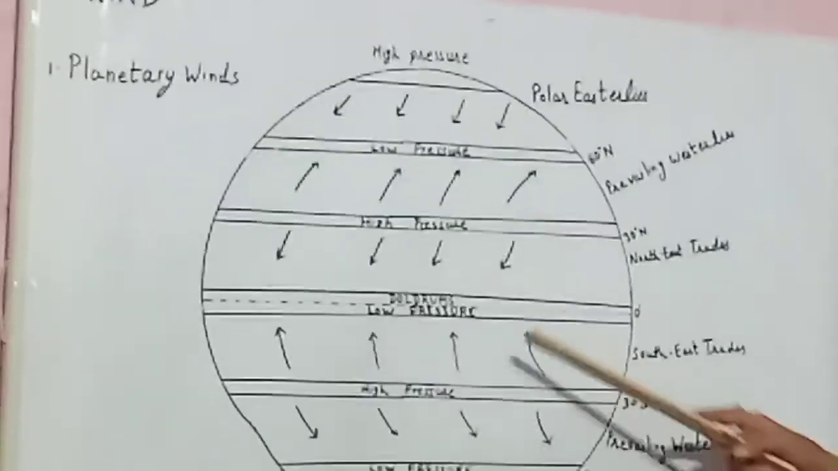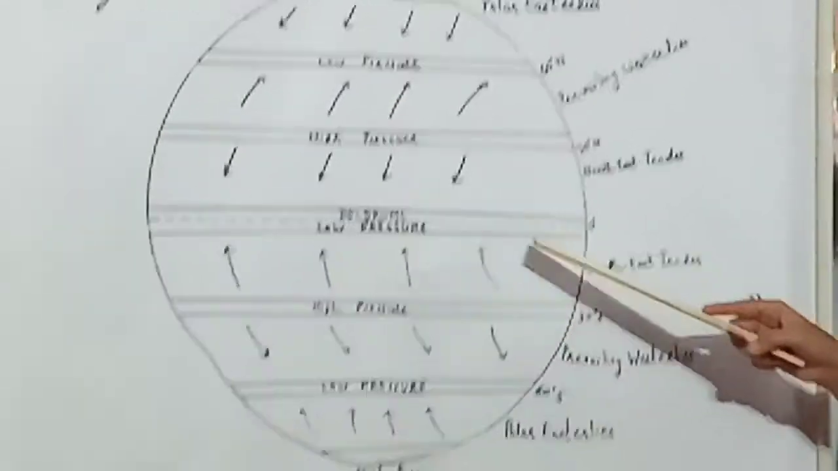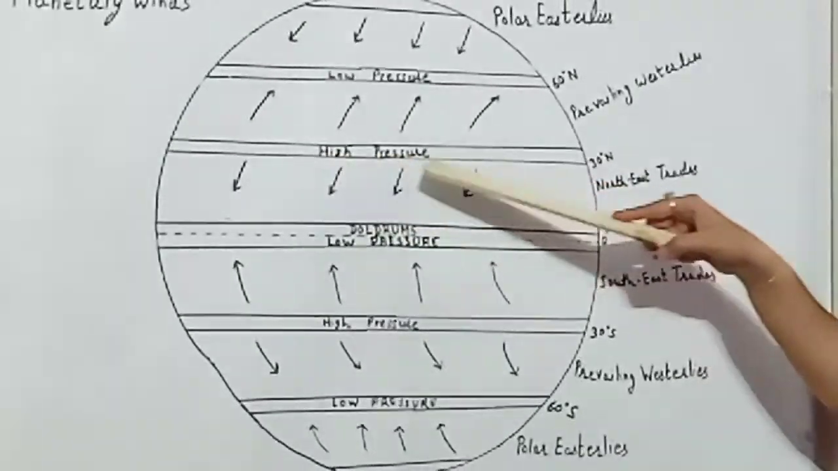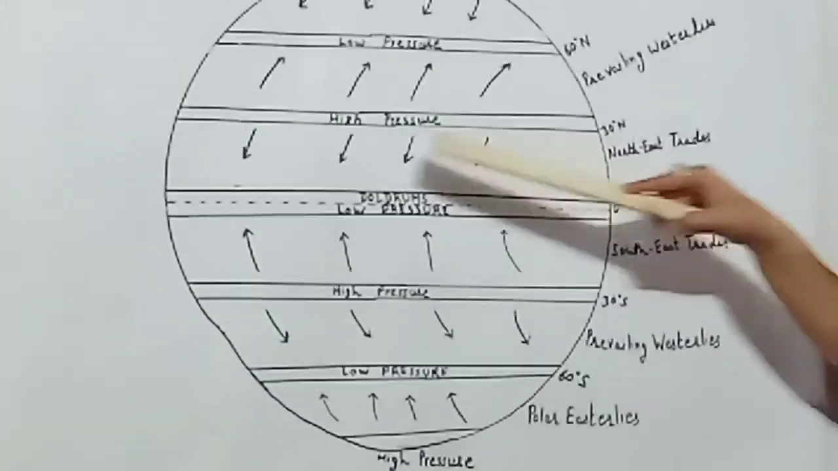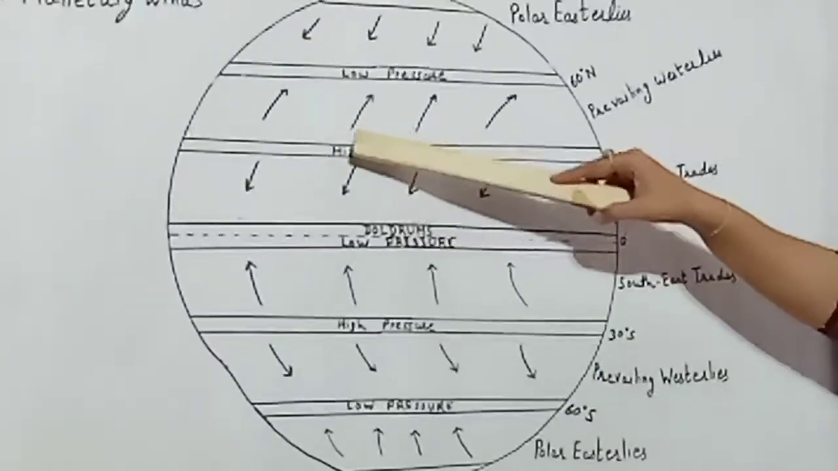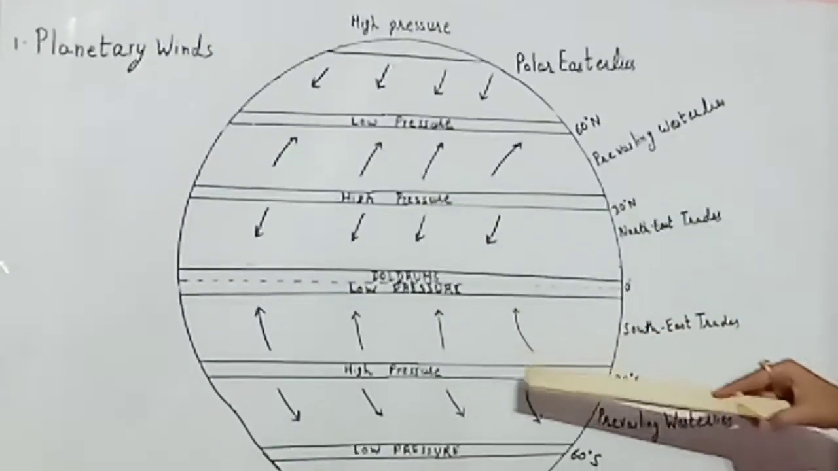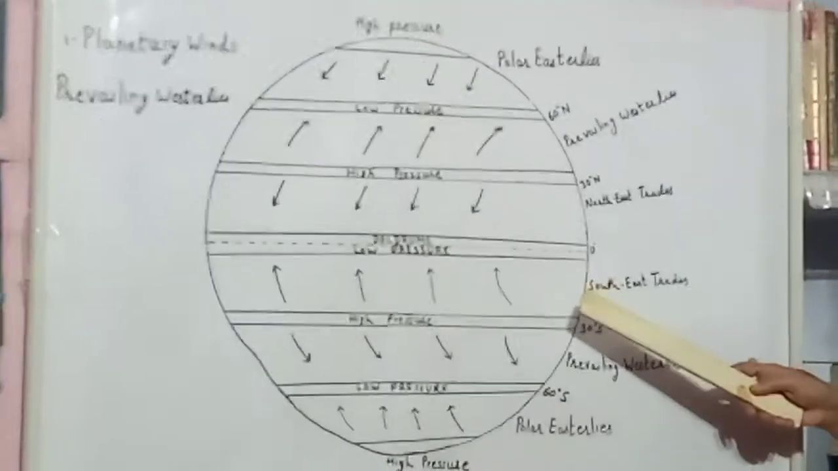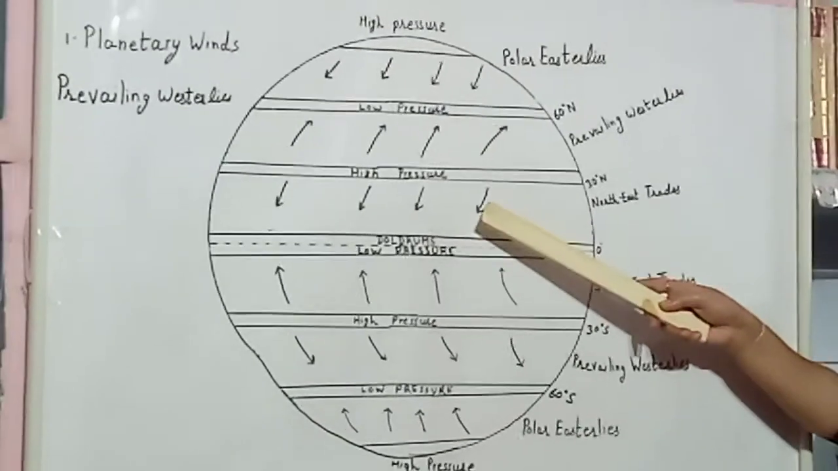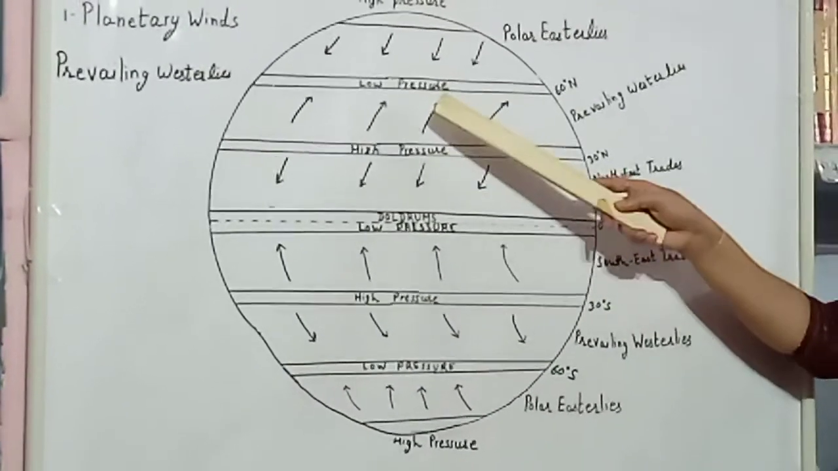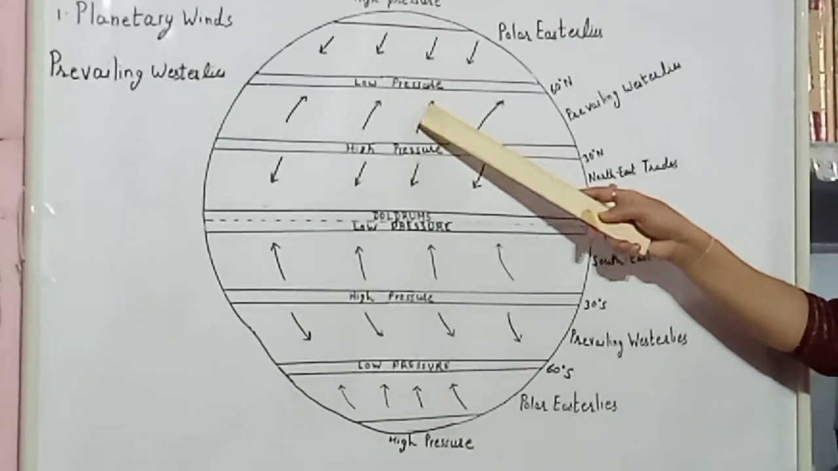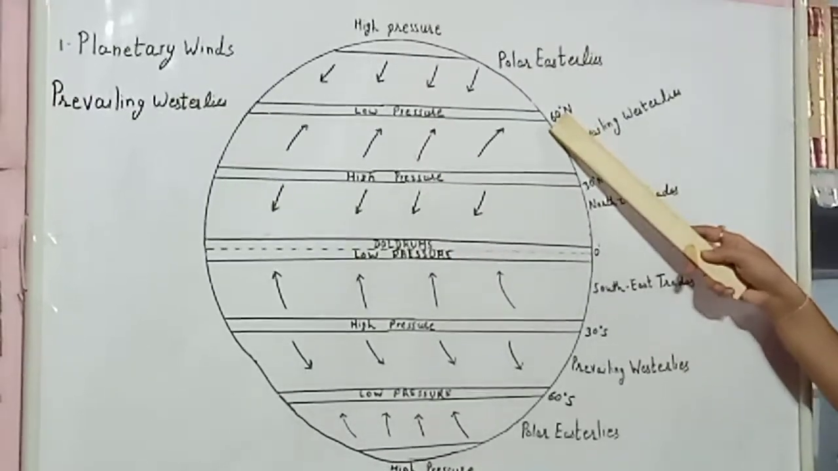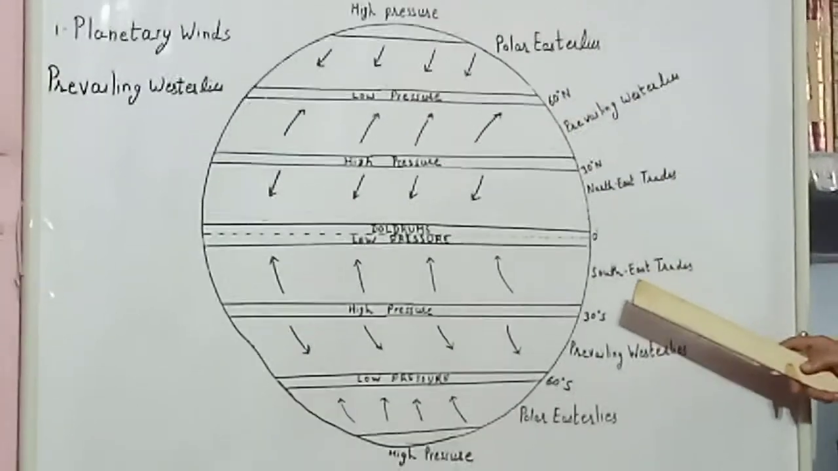So students, as you know, the equator area is a low pressure area and the subtropical area is a high pressure area. So wind blows from high pressure to low pressure areas. Prevailing westerlies blow from the subtropical high pressure belt to the subpolar low pressure belt, for example, between 30° north and 60° north and south. They are not constant in strength or direction.